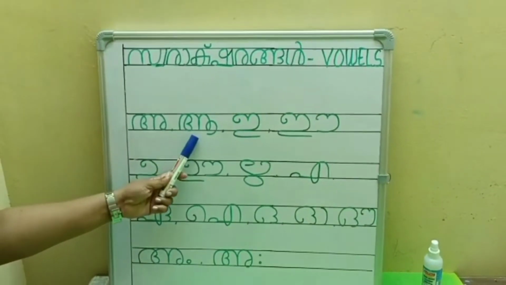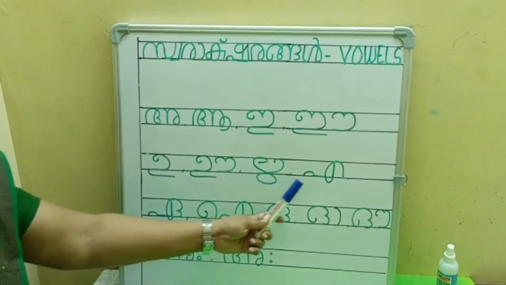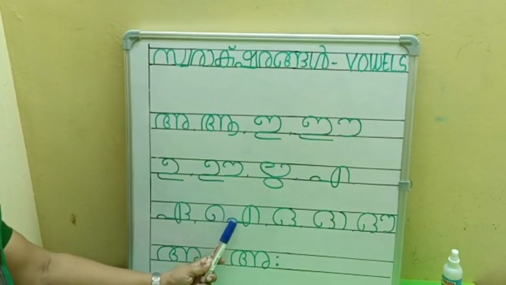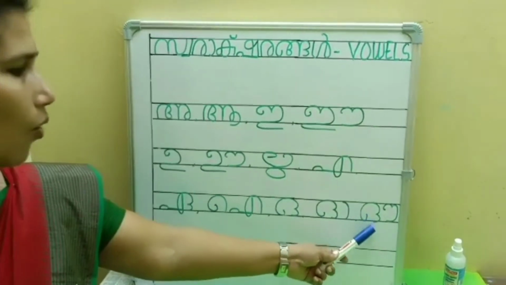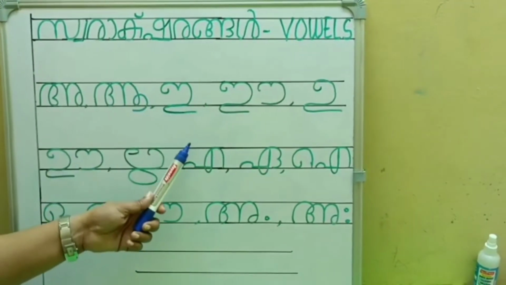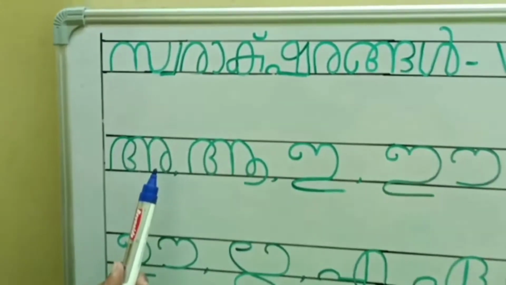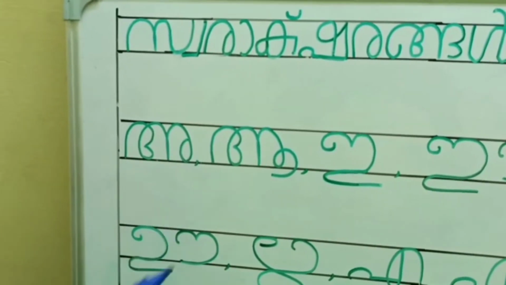Okay. Now in this episode, we will start with the vowels or swarakshanangal. Malayalam language has 15 vowels. They are A, A, I, I, U, U, R, E, E, I, O, O, Au, Am, A. Of these, 14 of them have symbols. The first vowel that we are going to learn is pronounced as A. A has no symbol.